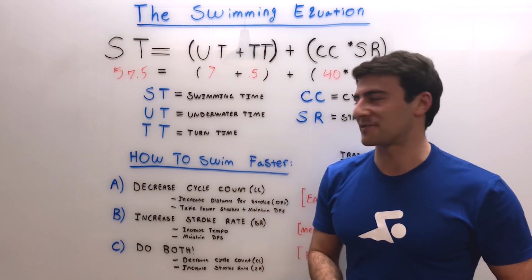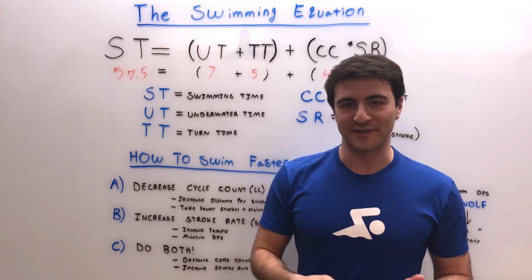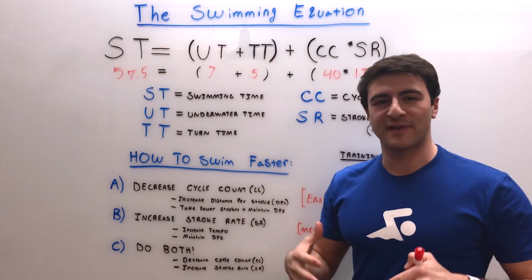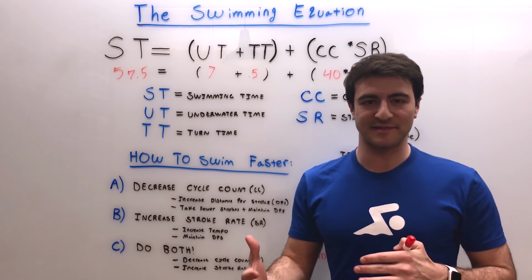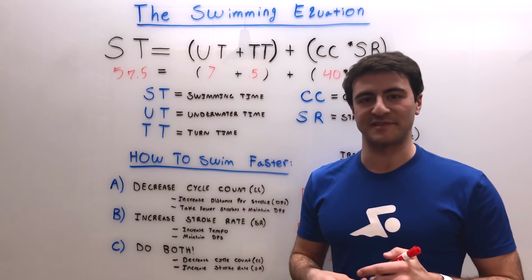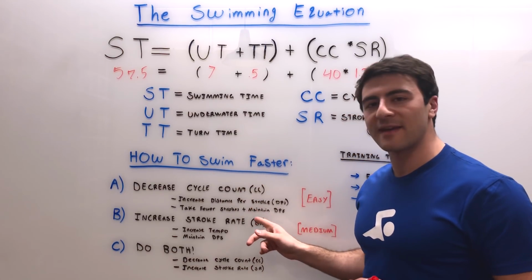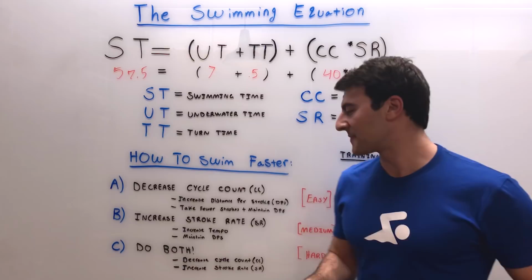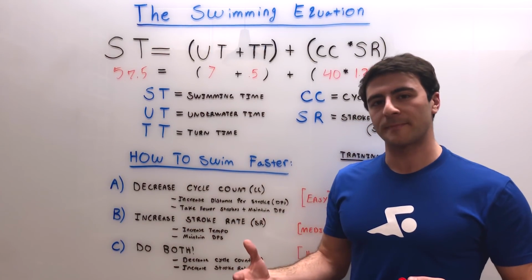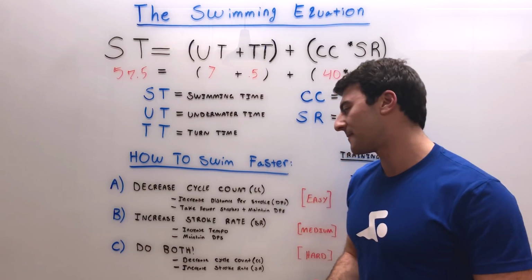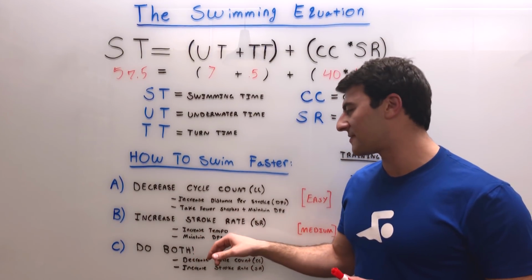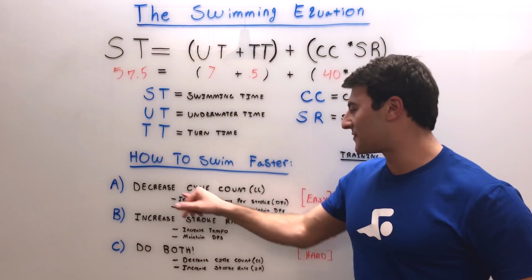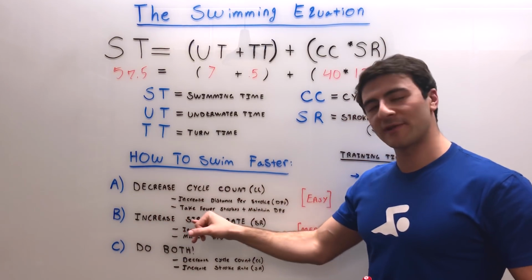Now, how do you get faster? That is the question. You have 3 different ways you can get faster. Option A is you decrease your cycle count. In other words, you're taking fewer strokes, you're maximizing your distance per stroke, and really focusing on efficiency. At the same time, you have to maintain your stroke rate. Now the second way of getting faster is you focus on increasing your stroke rate. That means you're just swimming at a faster tempo. At the same time, you have to maintain distance per stroke. And the third way that you get faster is you do both of these. You decrease your cycle count and you increase your stroke rate.